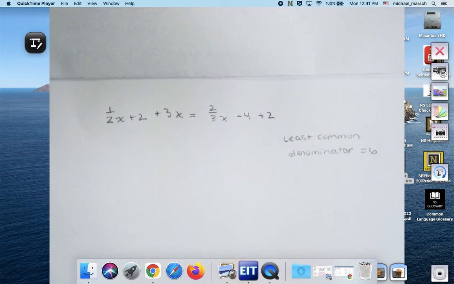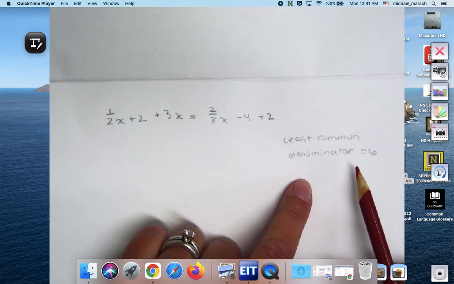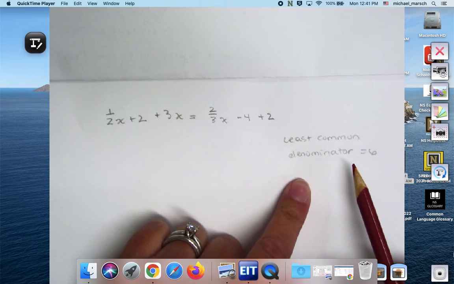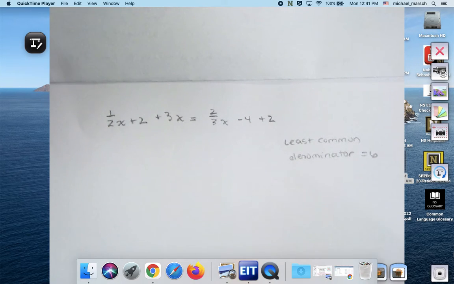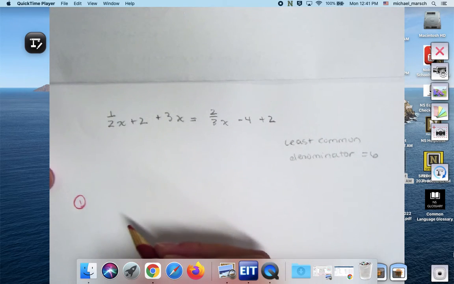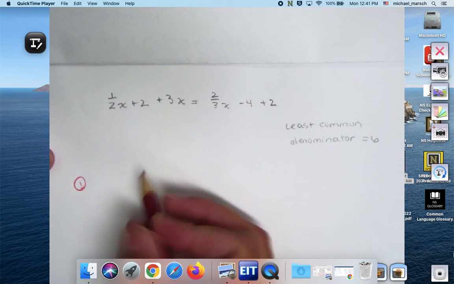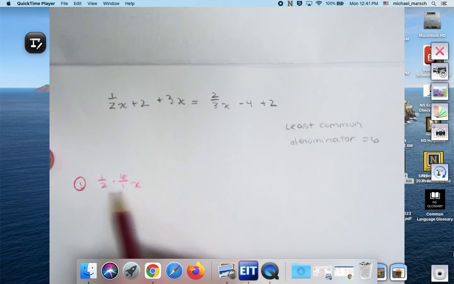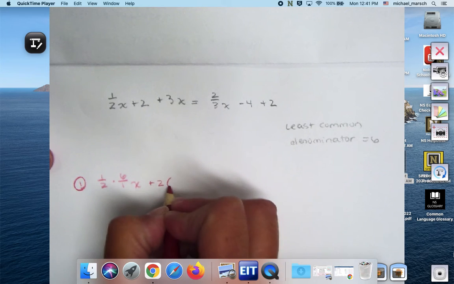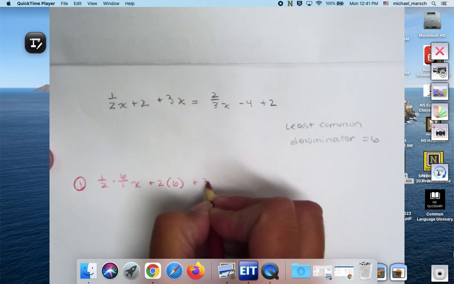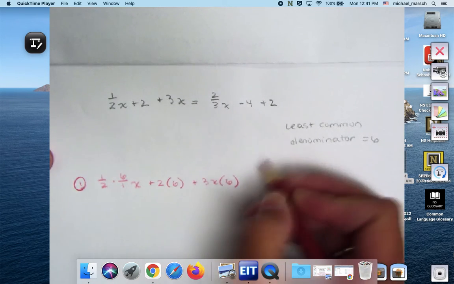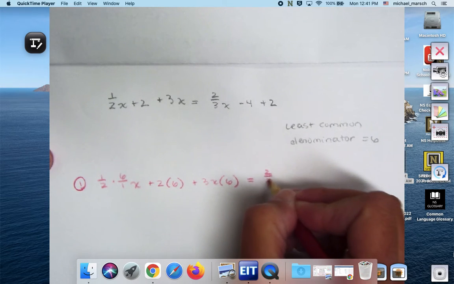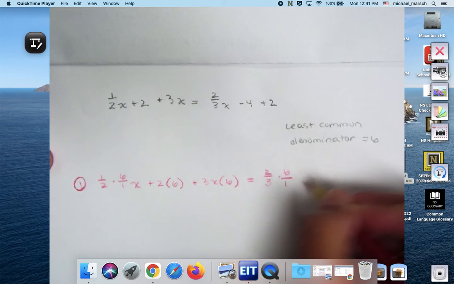So step 1 says multiply each term by the least common denominator, right? So this is going to look really messy. Don't let it scare you, but it's going to look kind of messy. So here's step 1. Notice I have my red pencil. 1/2 times 6 over 1x, because then I'm multiplying 1/2 by the 6, plus 2 times the 6, plus 3x times the 6. Everything gets multiplied by the 6.